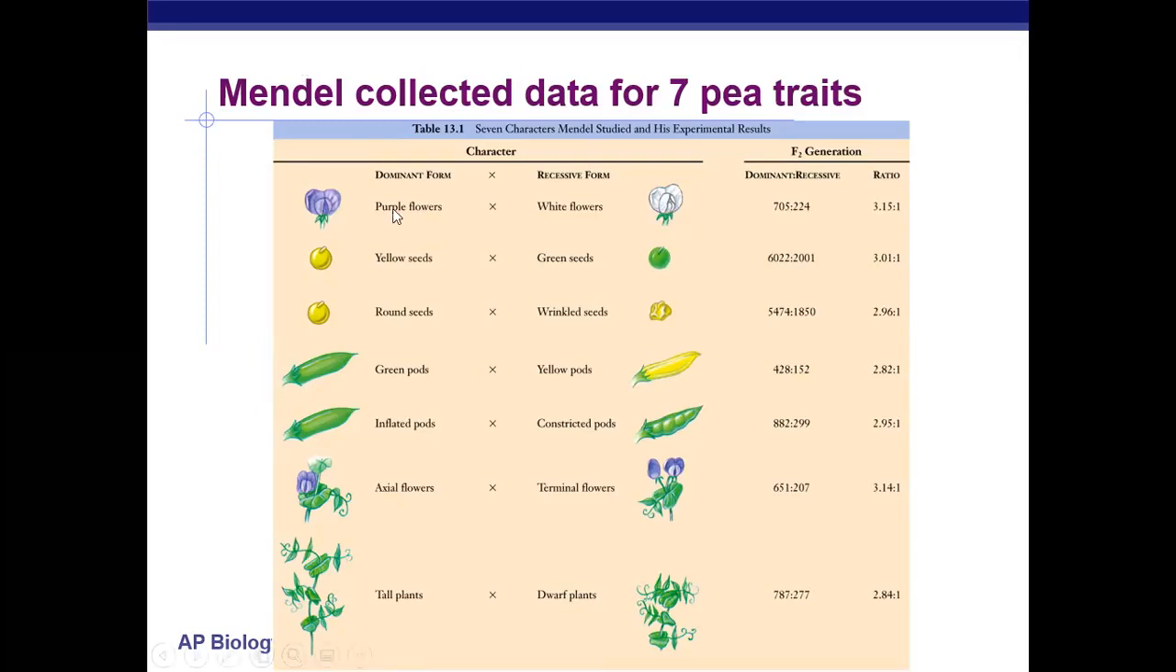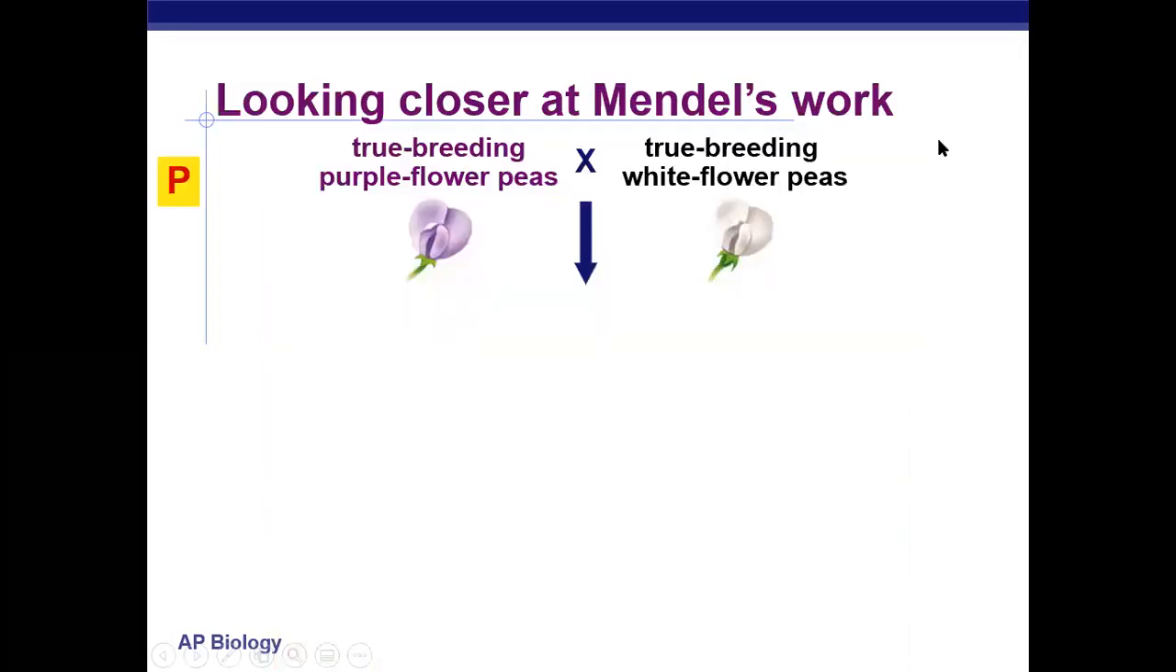So he did flower color, he did seed color, he did seed shape, he did pod color, he did pod shape, he did where the flowers were growing, if they were growing only at the very ends, that's terminal, or along the whole vine. And he also checked for vine height, if it was a tall plant or a dwarf plant. So these are all the things he did throughout his lifetime. I'm sure he did more, but these were the 7 that followed along with each other that became very important for our understanding of genetics.